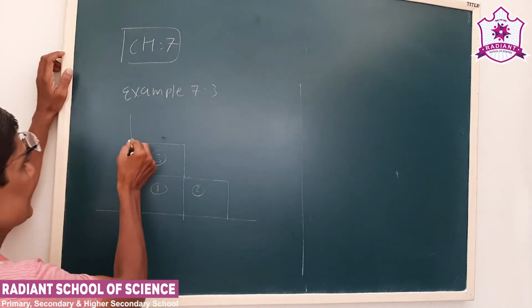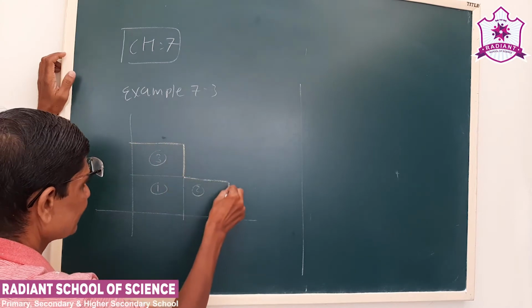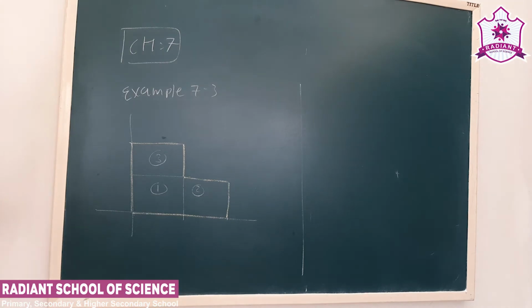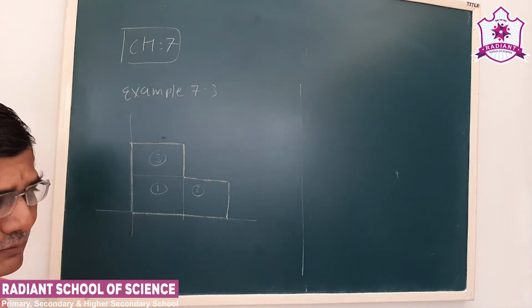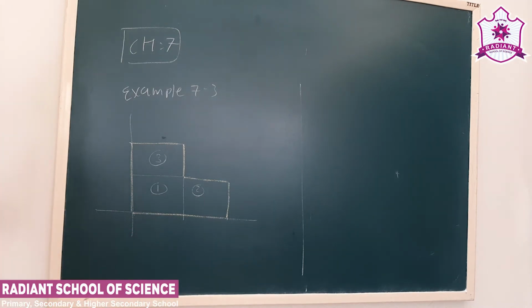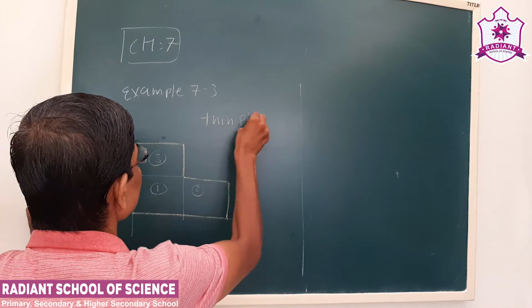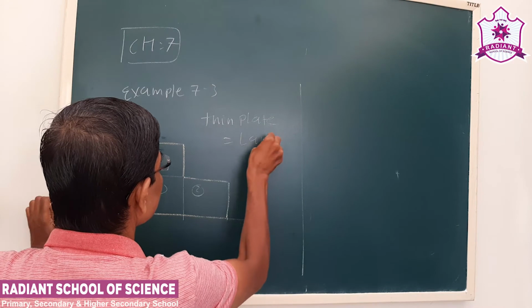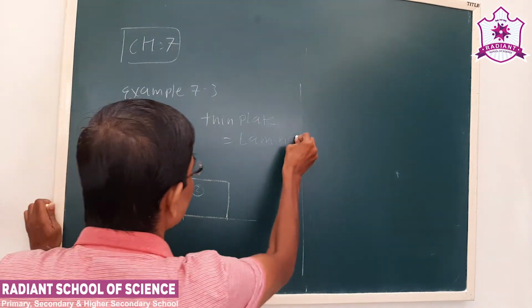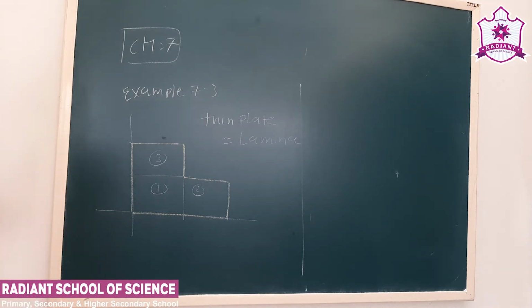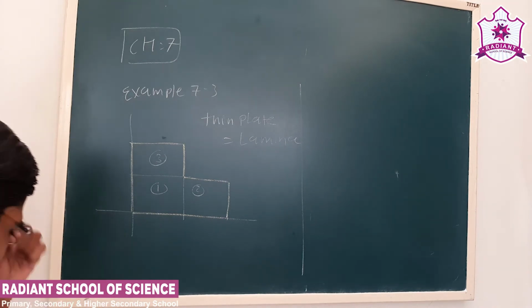What is a lamina? It is an object where the thickness is very less compared to the dimension. You can say a small disc, a small plate, a very thin plate. That is called a lamina. What we assume is that the thickness of this L-shaped plate is very less compared to the dimension.